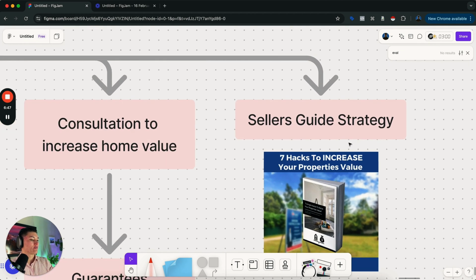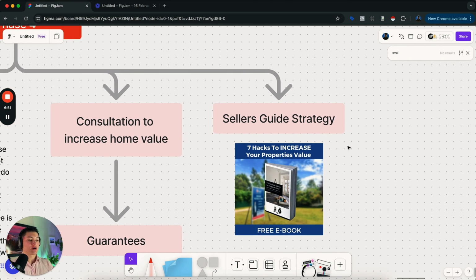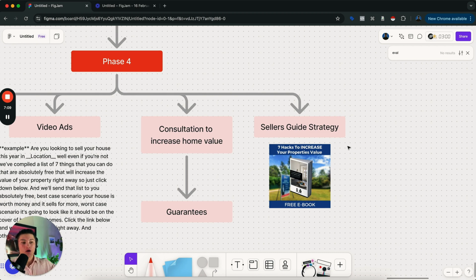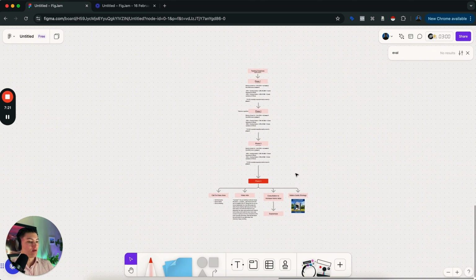This is something that we've found to work well, which is promoting a guide, like 7 hacks to increase your property's value, free ebook. Essentially this works the same as a consultation, but it's a bit less strong of a barrier to entry because you're providing an ebook and not an in-person meeting. So this is also catering to a core desire of a home seller, which is, number one, what is your home worth, but number two, how can I actually sell my home for more? So that's phase four. And obviously we don't want to be in phase four.